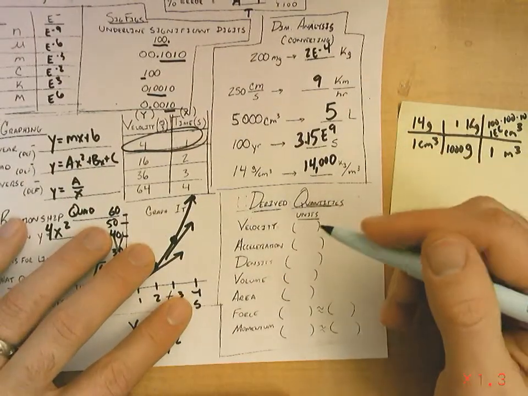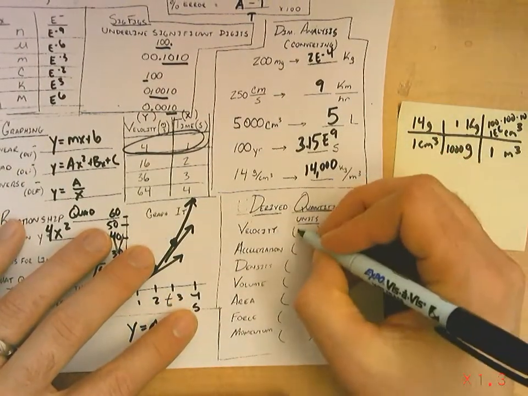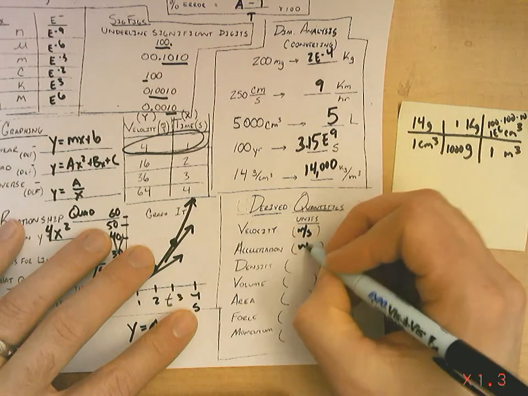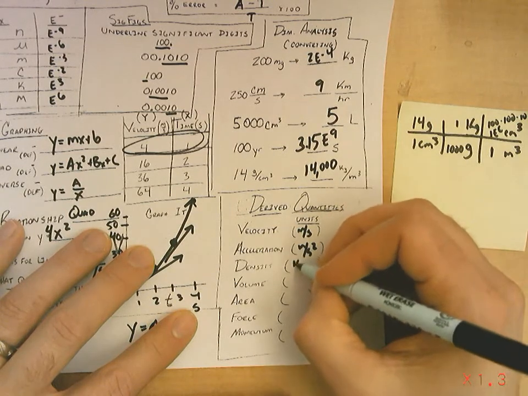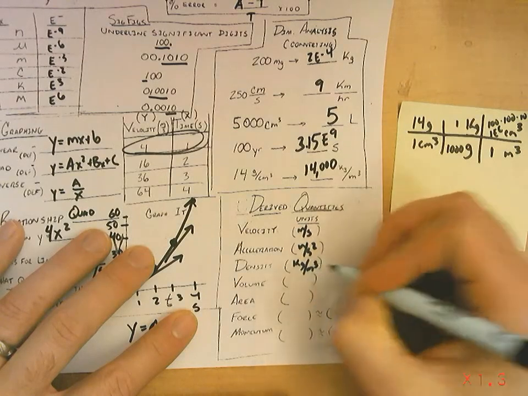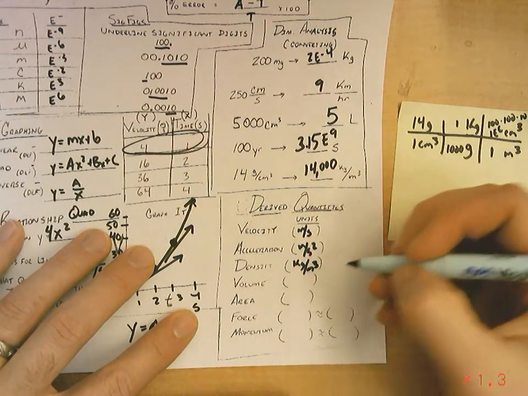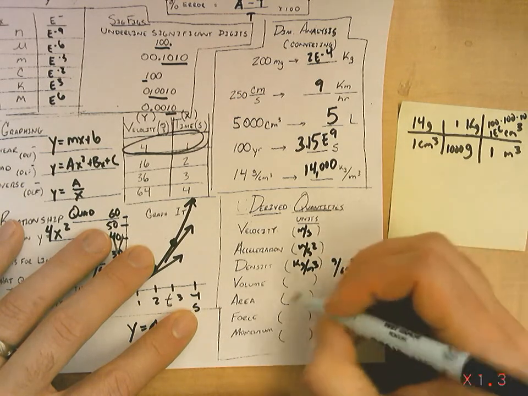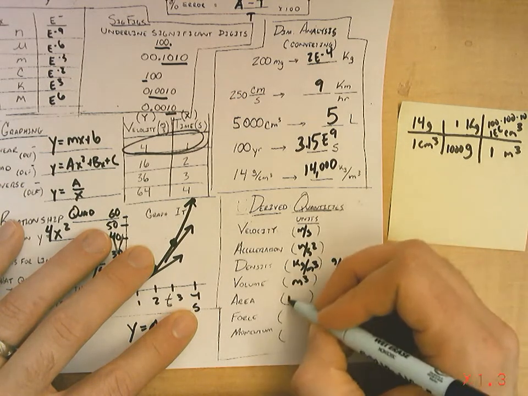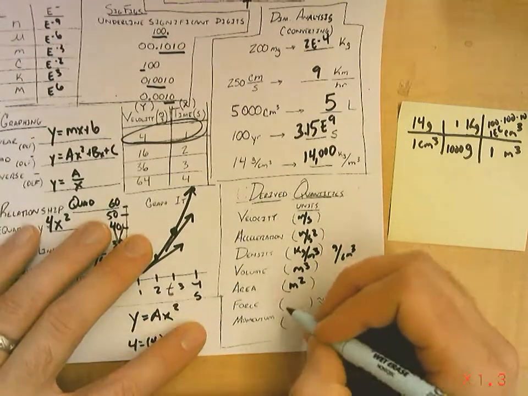Finally, for our derived units, we have velocity, which is meters per second. We have acceleration, which is meters per second squared. Remember, it's the rate of change of velocity. We have density, which is kilograms per meters cubed, mass over volume. Of course, there'd be other things like gram per centimeter cubed, but if we're using the fundamentals, that works the best. Volume, meters cubed, area, meters squared, force.